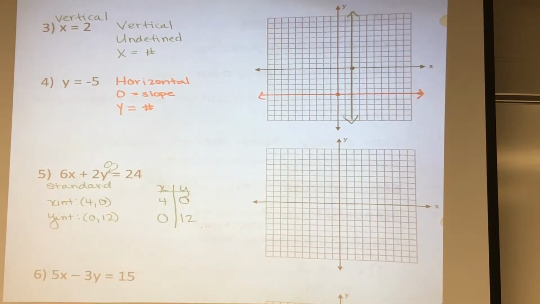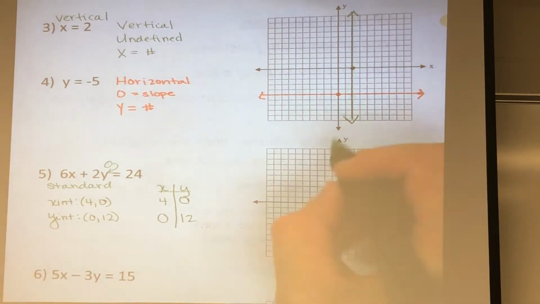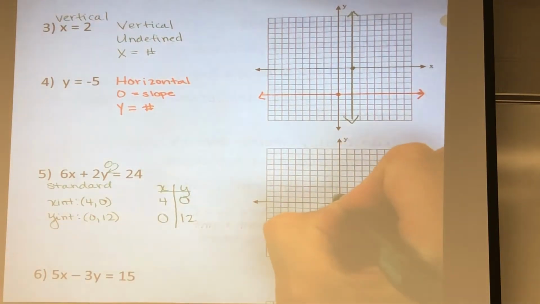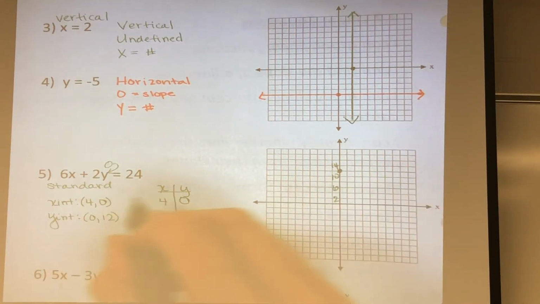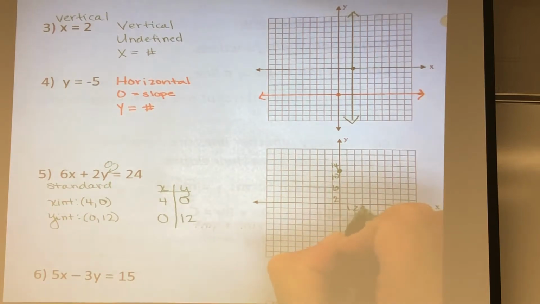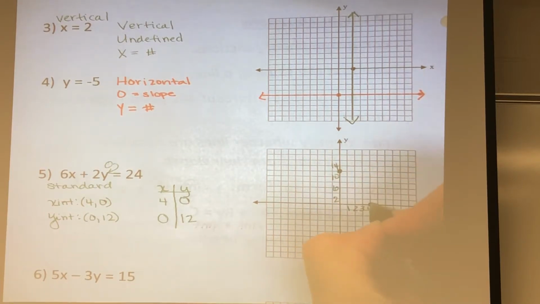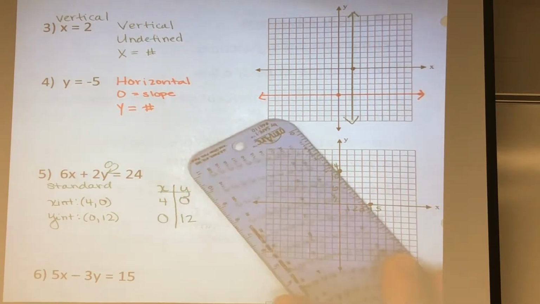So when we go to graph it, we need to change our scale because 12 won't fit on here. So we'll need to count by 2's on our y-axis. 2, 4, 6, 8, 10, 12. So 0, 12 will go right there. You can count by 2's on your x-axis also, but you don't have to because we only have to get to 4. So I can count by 1's on my x-axis so I can get to 4. So I graph my y-intercept and my x-intercept, and then I connect them.